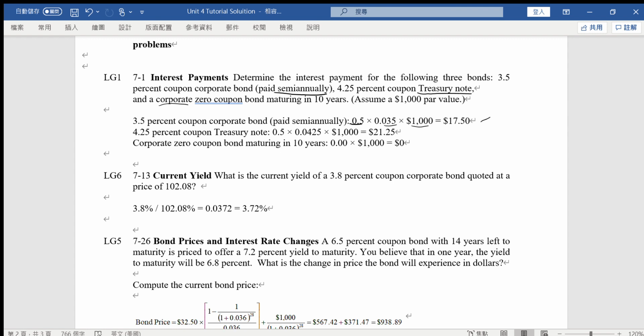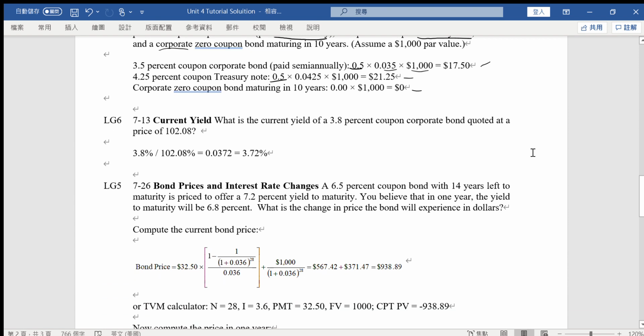Okay, the second one is a treasury note. That will also be semi-annual. That's why that is half a year, and then 4.25%, 0.0425 times the par value of 1,000. That's why the concerning interest payment will be $21.25. Okay, the last one, so simple, zero coupon, 0%. That's why no interest will be given, so it is zero. Then the calculation is quite straightforward.